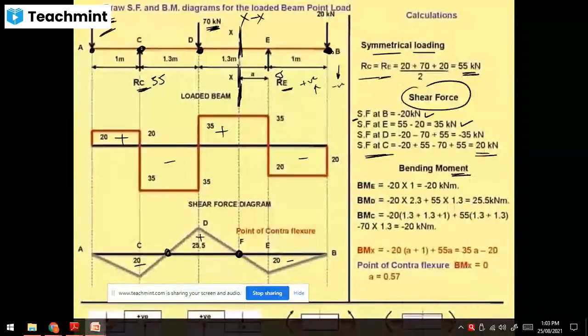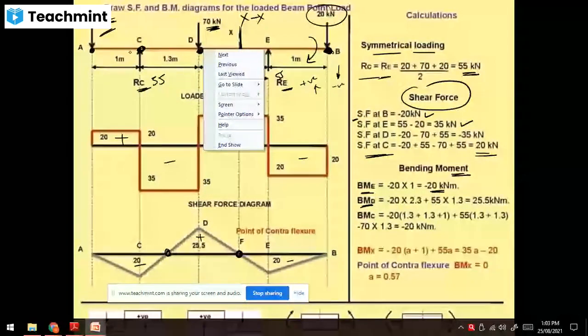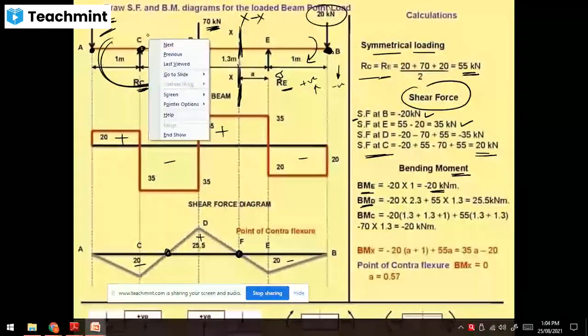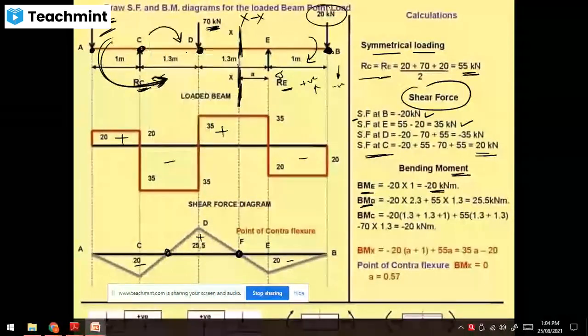Now the bending moment at E: 20 into 1, that is minus 20 kN meter. Then the bending moment at point D: 20 into 2.3 plus 55 into 1.3, that is the bending moment at D.